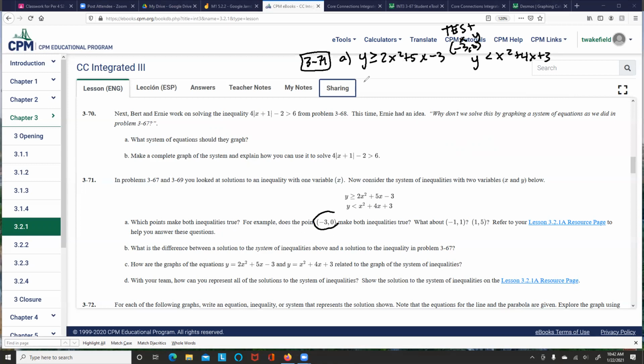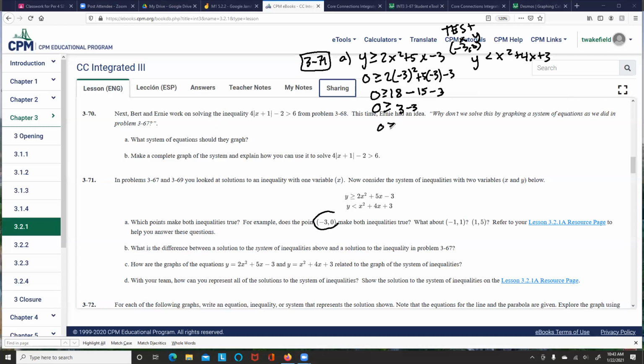My y is 0, so 0 is greater than or equal to 2 times -3 squared plus 5 times -3 minus 3. Well, -3 squared is 9. 9 times 2 is 18. And 5 times -3 is -15 minus 3. This is good practice for plugging numbers into quadratics. That's very important. A lot of people have difficulty with this step. You need to practice this to be good and go on to pre-calc and calculus. 18 minus 15 is 3. 3 minus 3 is 0.